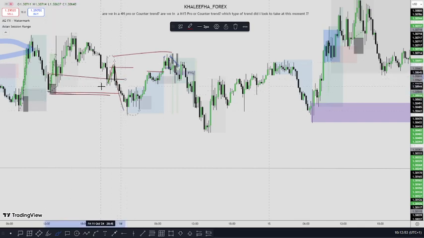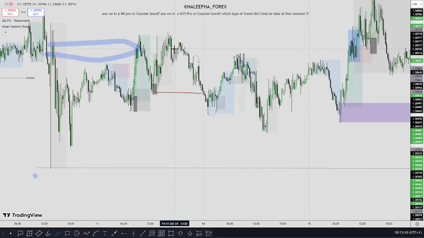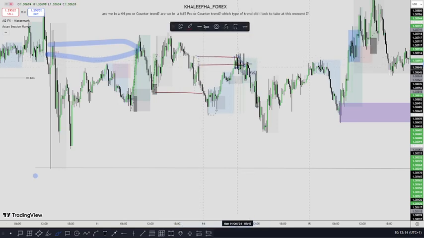This demand, we expected to take a long position from here, but the market didn't present the opportunity to do so, and then it's broken. So this supply is going to be a point of value that I am going to take a long position from. So we see the market mitigated that, so I take a short position.